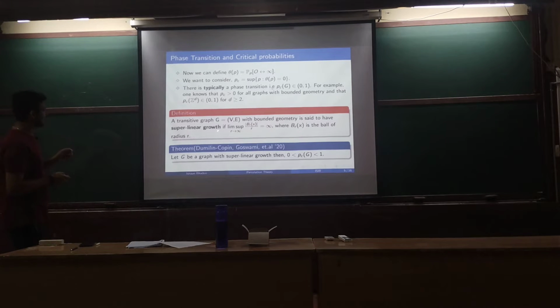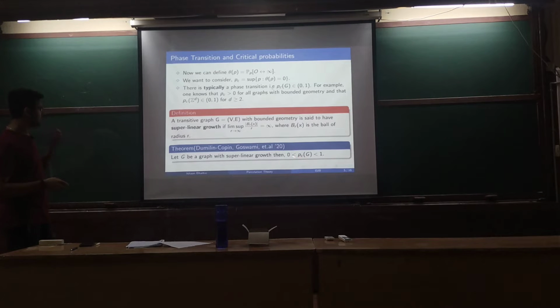So this is just one thing: if you have a graph with superlinear growth, so if you're considering fixing a point x and you're looking at the ball of radius r, and you're looking at this limit. If this limit is infinity, then you call it superlinear growth. So for example, Z is not superlinear growth. This limit will be 2, and so graphs with superlinear growth will have a phase transition.